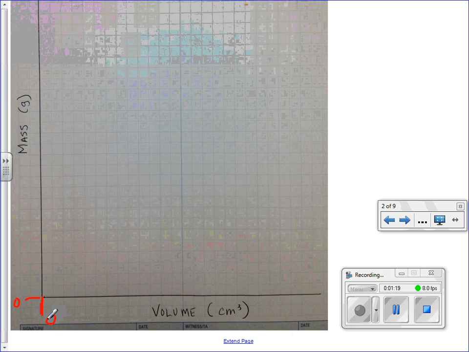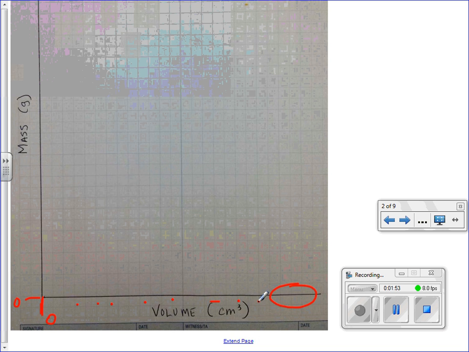It's going to be up to you to figure out where the numbers should go on the x-axis and the y-axis. Take a look at your volume data in your data table. What's the largest volume that you recorded for any of your samples? Make sure that your largest volume is reflected somewhere up here, as far to the right as you can, and then you're going to have to figure out what those intervals are going to have to be along the x-axis. Same for the mass on the y-axis.